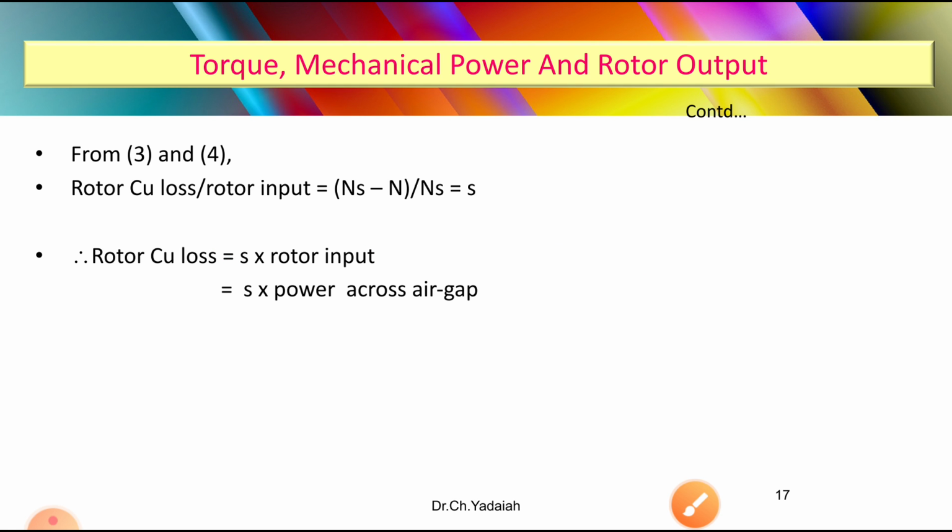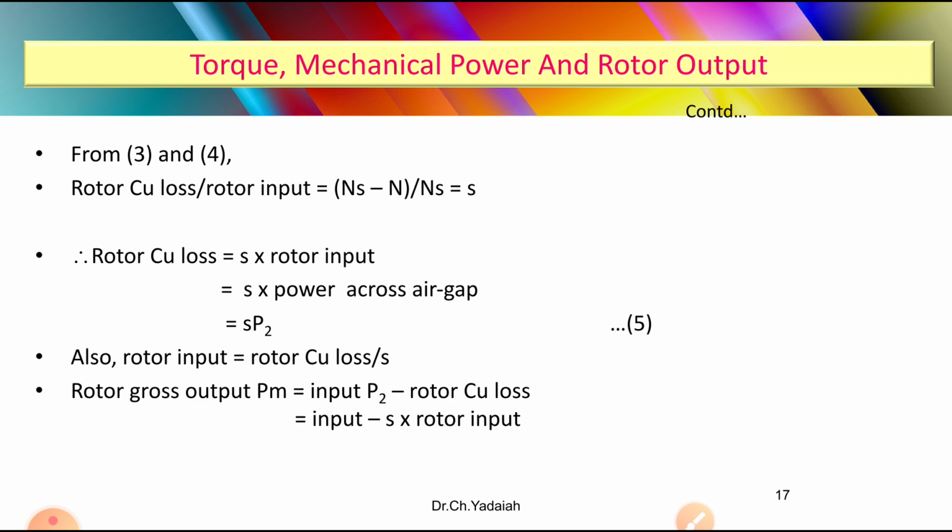Now at the same time, the rotor power across the air gap is P2, the rotor input, so I can write the same thing in different forms. Rotor gross output is equal to rotor input minus rotor copper losses. So rotor input minus S into P2, and I am going to get 1 minus S into P2. Have you understood this one?